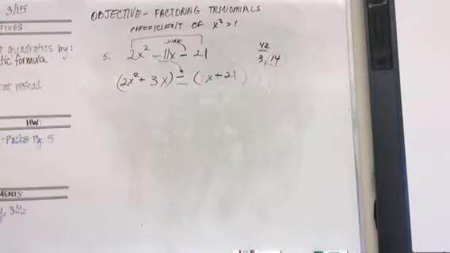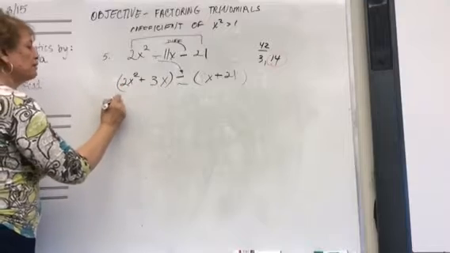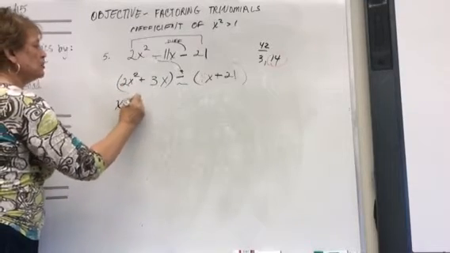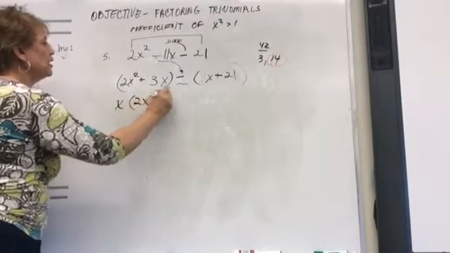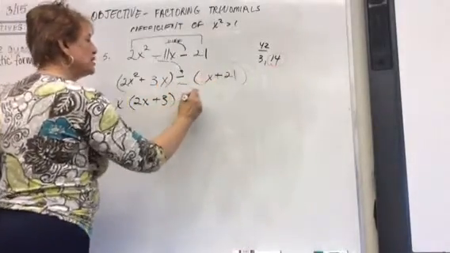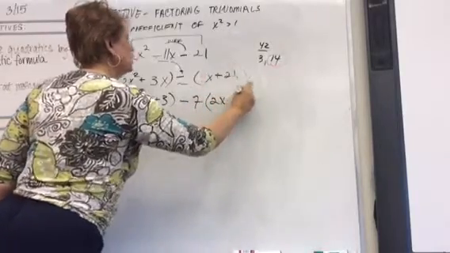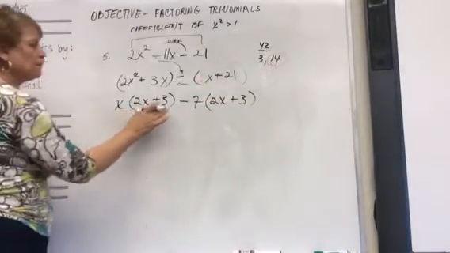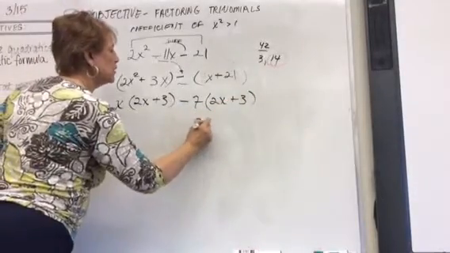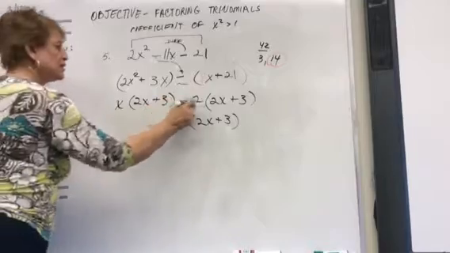Now, when I go to factor, there's no greatest common factor with the numbers, but I factor out an x. That leaves me 2x plus 3, minus the greatest common factor of 14 and 21, which is 7. That leaves me 2x plus 3. And now I have my common factors of 2x plus 3. And look what's left, x minus 7.